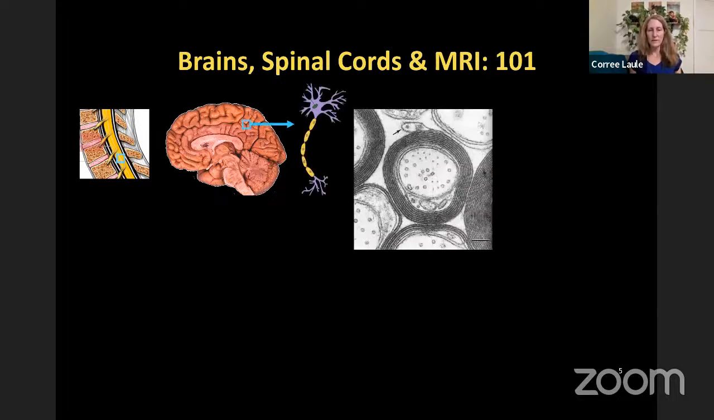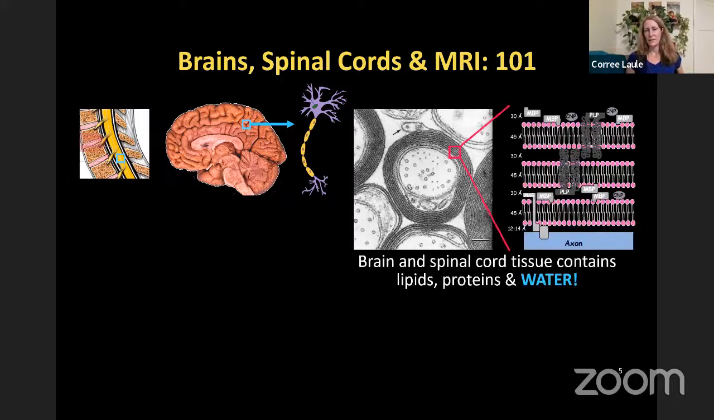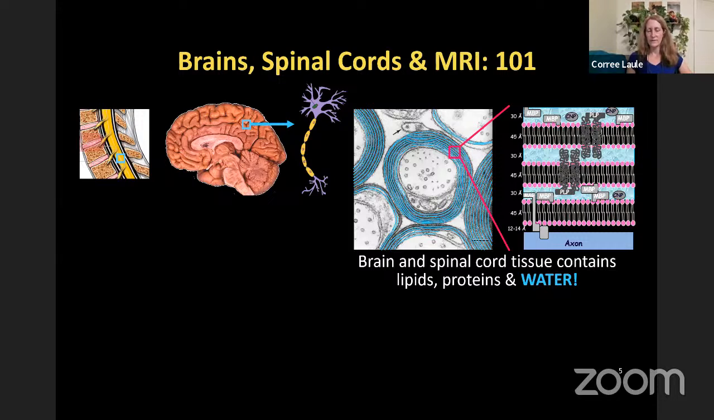So if we look at our brain or spinal cord tissue and zoom in at high resolution, this is an axon, a neuron with the surrounding myelin sheath, and then there's an electron micrograph of that. You can see there's different structure within this. In brain and spinal cord tissue there are lipids and proteins, and then importantly for us in the MRI business, there's lots of water. There's water in different physical spaces, so water inside the myelin bilayer, and also water outside of the axons in extracellular spaces and many other locations.